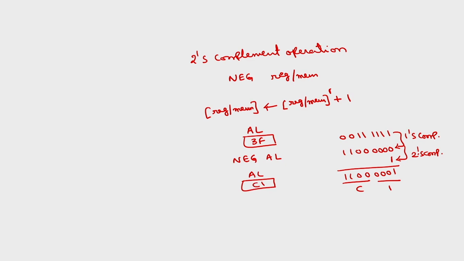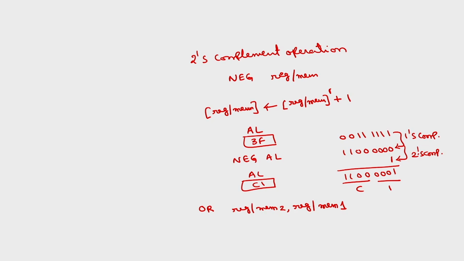Similarly, we have the other logical operations such as OR and AND. The next operation is the OR operation. The general format of the OR instruction is OR, and we have to specify two operands. Each operand can be either register or memory: register/memory 2, comma, register/memory 1. In all these instructions, both cannot be memory simultaneously. So one of them should be a register: register comma memory, or memory comma register, or register comma register.